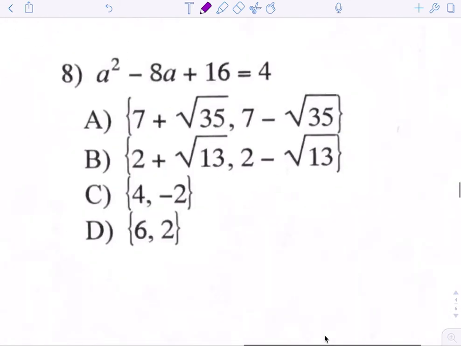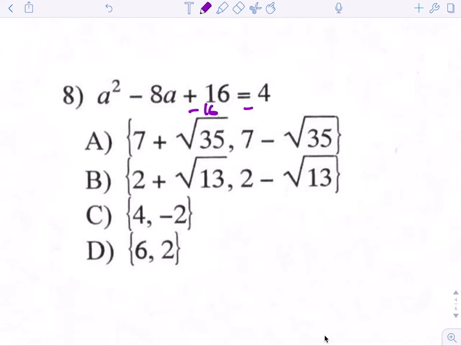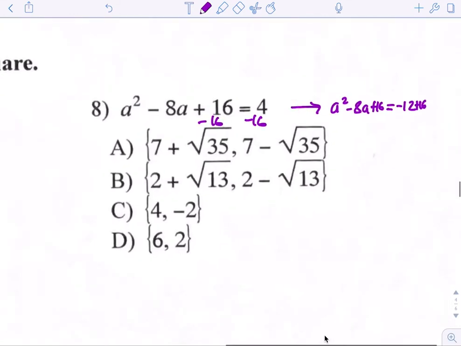All right, number 8. So we have to subtract 16 on both sides. We have to get constants on the right-hand side. a squared minus 8a is equal to -12. Remember, half this and then square it. Half of -8 is -4. Squared, that is positive 16, added to both sides.